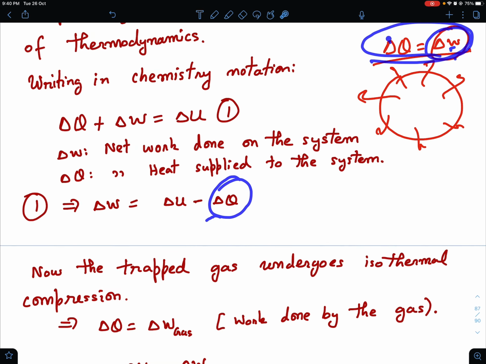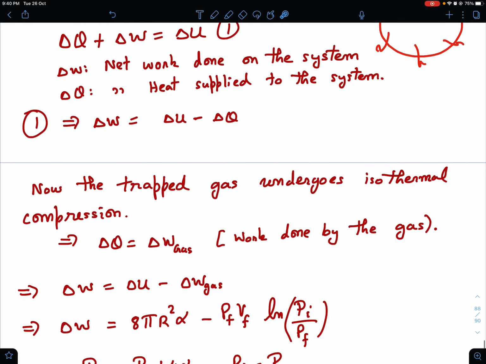Why? Because I showed you that delta Q is equal to delta W. When you write this, delta Q is equal to the work done by the gas, in the normal first law when you write, right? So I hope this part is settled. So please make sure you understand this before moving forward. If you want, you can rewind it a little and listen to whatever I have said once again.